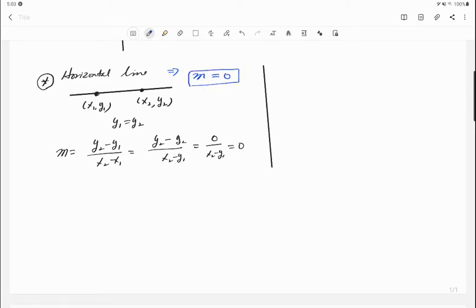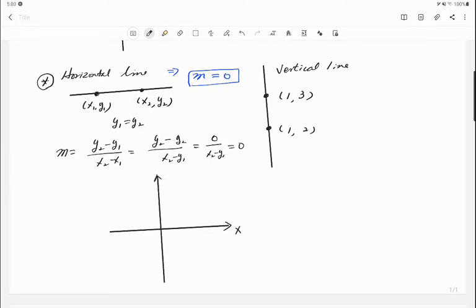Okay, how about a vertical line? So this is a vertical line. Let's check two points. Let's say this is x equals 1. For a vertical line, the x value is always the same, isn't it? Always the same x value because it's a vertical line. A vertical line shares the same x value. Right? Okay, let me draw it again.